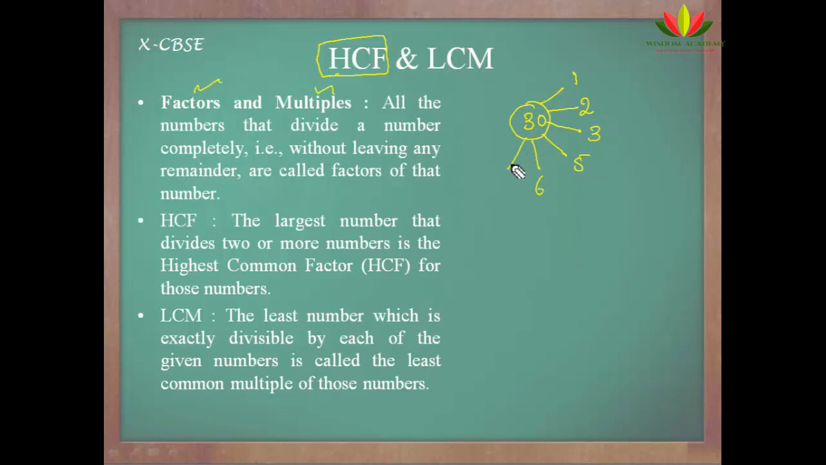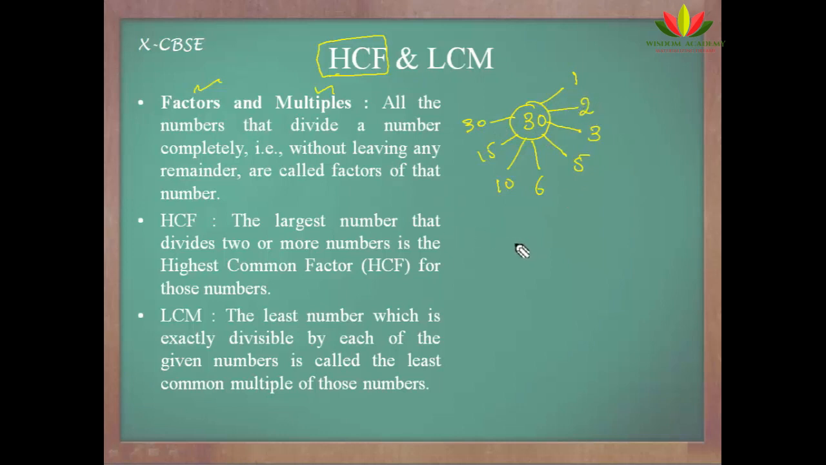6 is a factor, 10 is a factor, 15 is a factor, then 30 itself is a factor. When I divide 30 by these numbers, it gives remainder 0, so I say these numbers are factors. Then what are multiples?